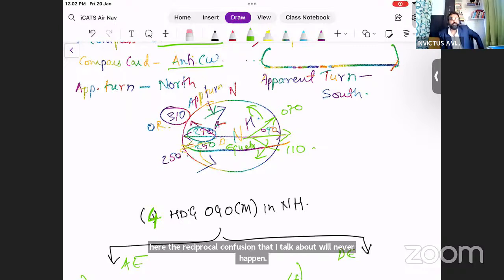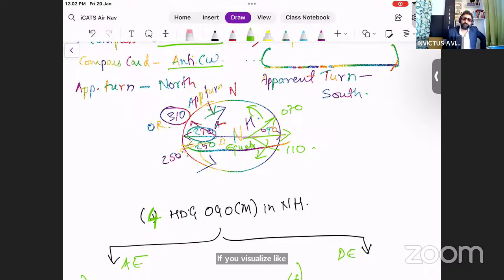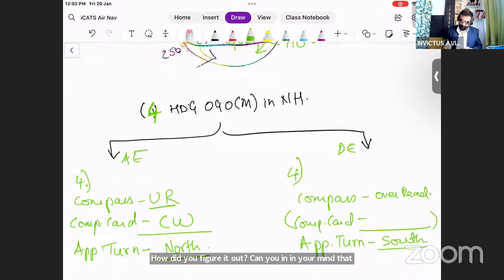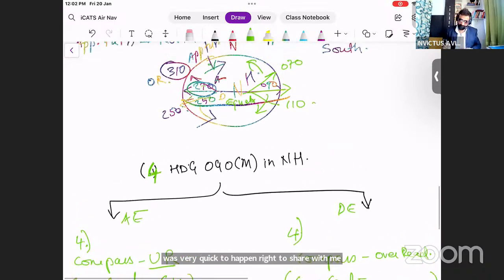So Likit, you tell me what was your understanding? I like that you have resolved your doubt. Just explain how did you figure it out in your mind? That was very quick to happen, right? Just share with me. Well, actually, I was relating to the last point here.